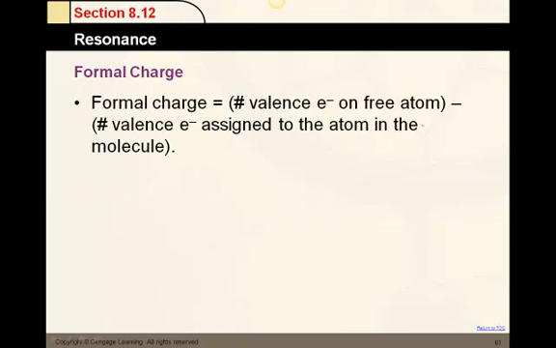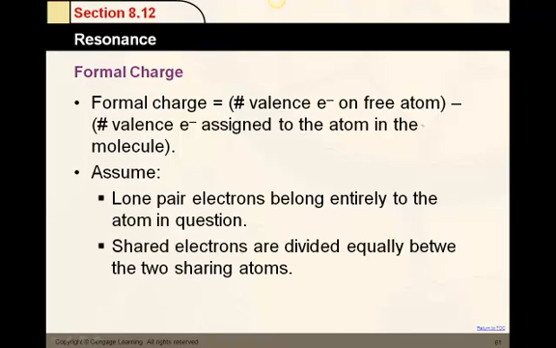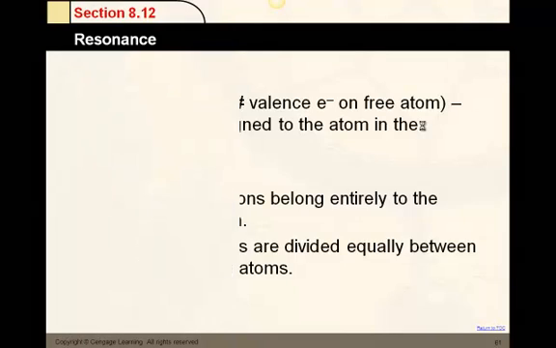How do we get formal charge? Well, it's the number of valence electrons on the atom minus the number of valence electrons assigned to the atom in the molecule, assuming that the lone pair electrons belong entirely to the atom in question, and the shared electrons are divided equally between the two shared atoms.